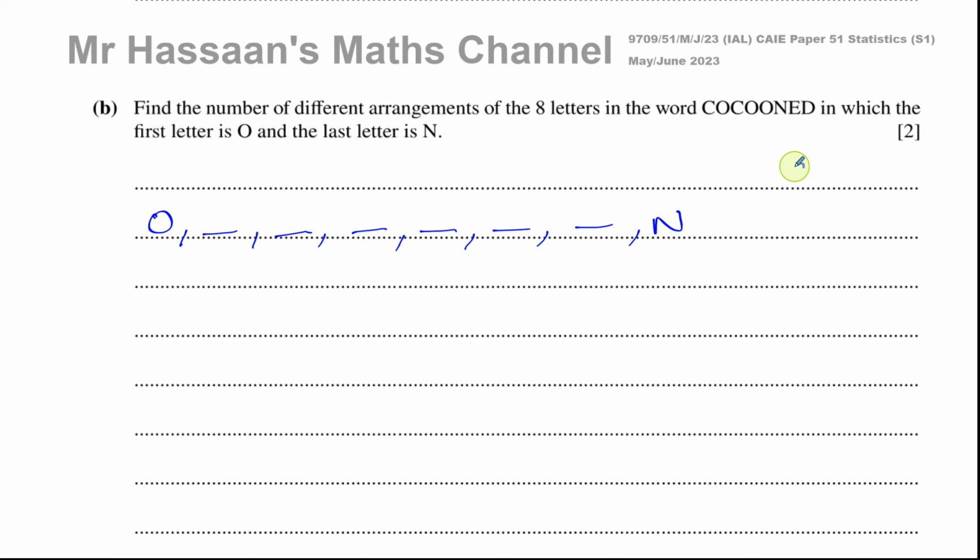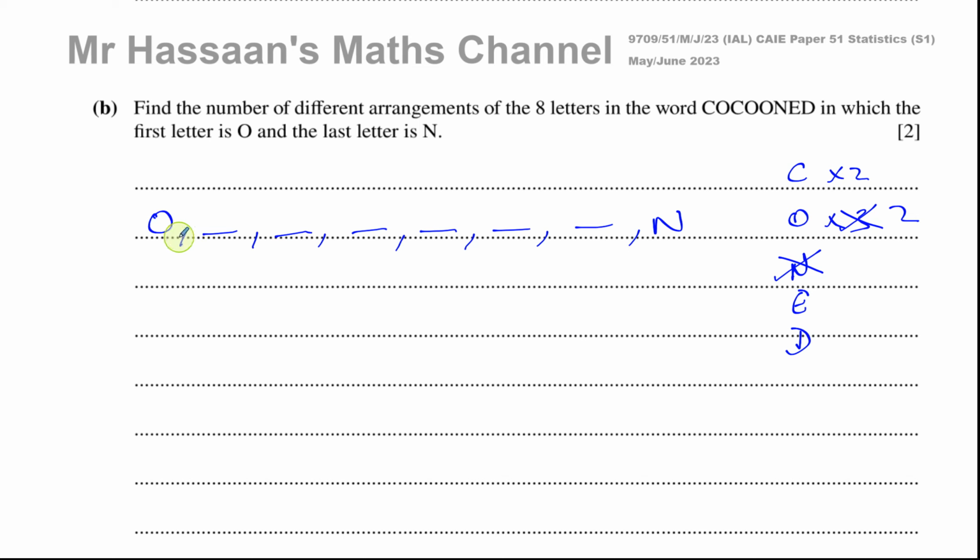So here, as I did before, we have C appearing twice, O appearing 3 times, then we have NED. And in this case, we have to fix one of the O's. So now there's 2 O's. And we have to fix one of the N's. So there's no other N's for us. Once we fix them in place, what we're left with is 1, 2, 3, 4, 5, 6 letters.